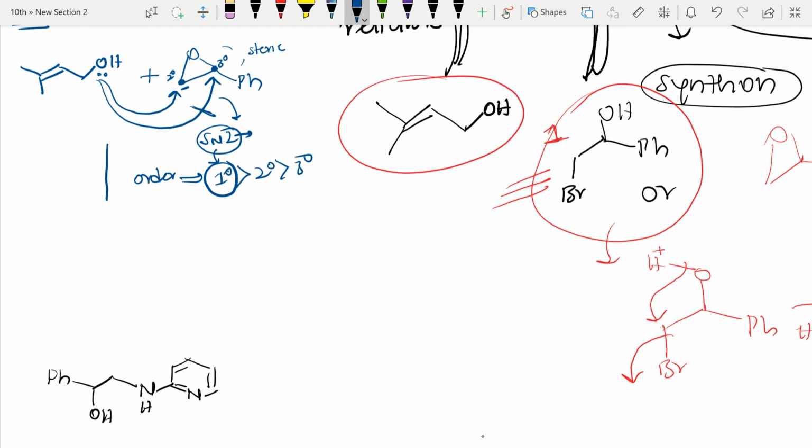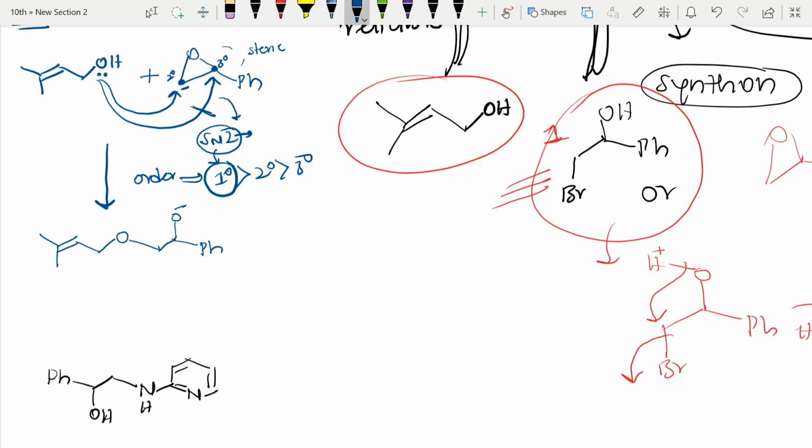Let me just write the product. In a common reaction we show it by a single arrow, so this is the single arrow. Here I will get the reaction like this. Oxygen is reacted to this carbon, and on the next carbon O negative came, and here the OH group is there.